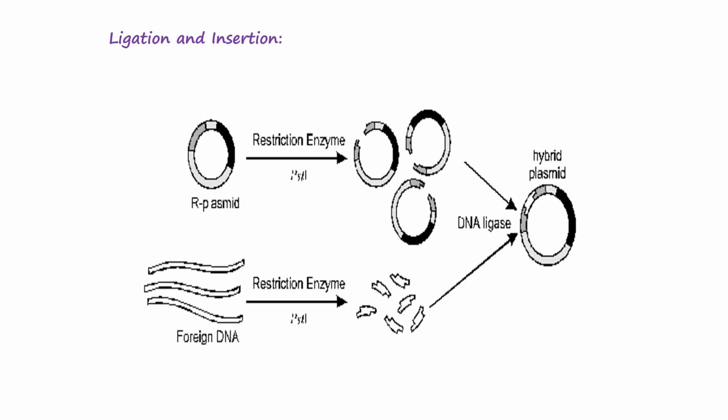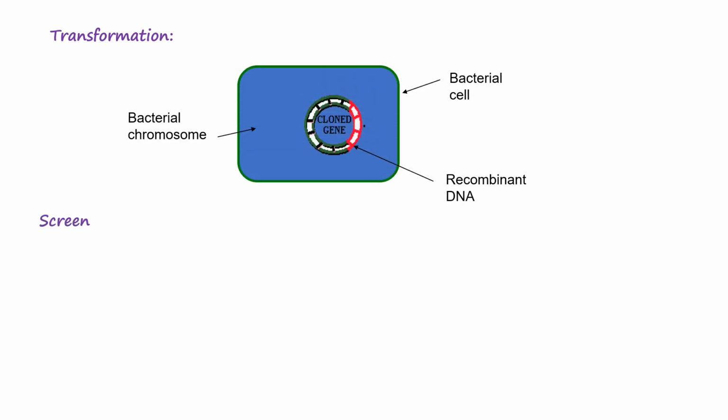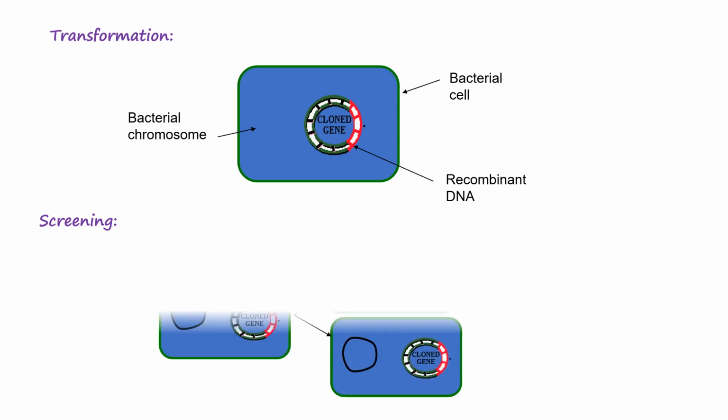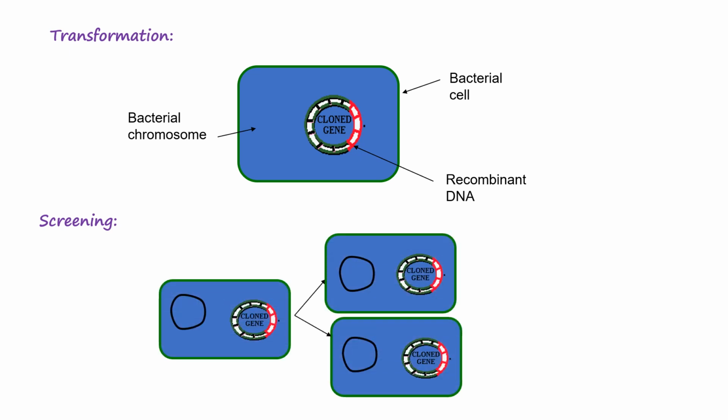Ligation and insertion. Using restriction enzymes, we cut open the circular plasmids, and we also cut our gene of interest from DNA using specific restriction enzyme. Then we add gene of interest and attach it to vector using enzyme called DNA ligase. Transformation. Our gene is transferred into host cell and later transformed cells are identified using screening methods.